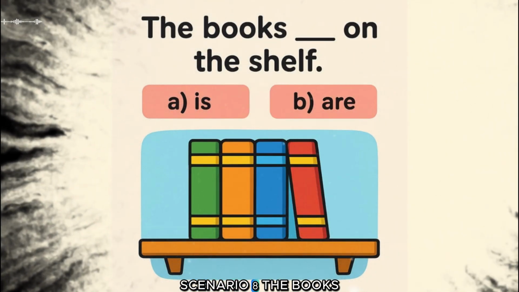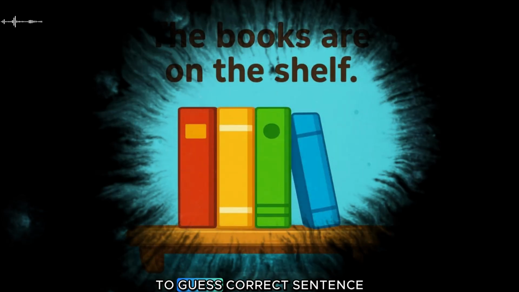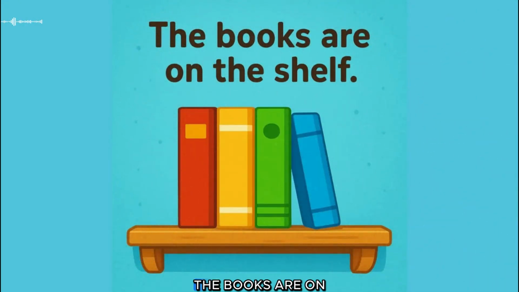Scenario 8. The books blank on the shelf. A: is, B: are. Take a few seconds to guess. Correct sentence: The books are on the shelf.